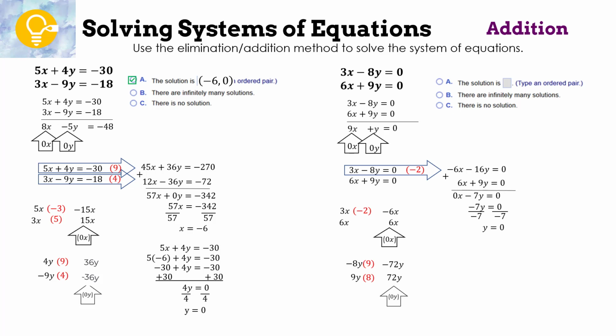Because y equals a number, I know my answer is going to be A, but we have to find x. We're going to back substitute into either of the equations. I decided to use the second one. You could use the first one. I'm going to put 0 in for y. 9 times 0 is 0. 6x plus 0 equals 0. 6x equals 0. Divide by 6, so x equals 0 also. Our answer is A. We have one solution, and the solution is 0, 0.